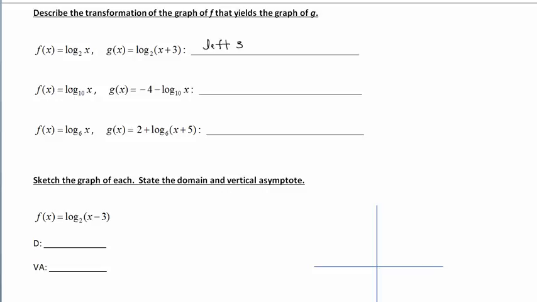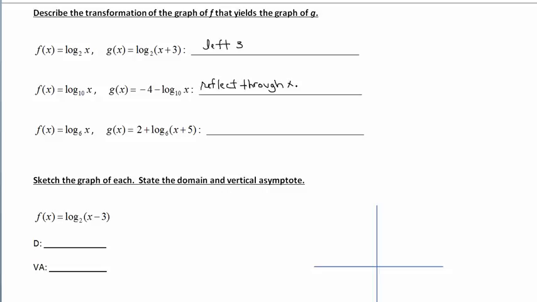For the next example, if we have a log function with base 10, and then we transform it by the equation -4 minus log base 10 of x, we see two changes that are occurring. We see the -4, which is a shift down, and we see the minus in front of the log function. That's a reflection. We might want to start with that first. The negative is going to reflect, and we're going to state through which axis. That's going to be a reflection through the x-axis.